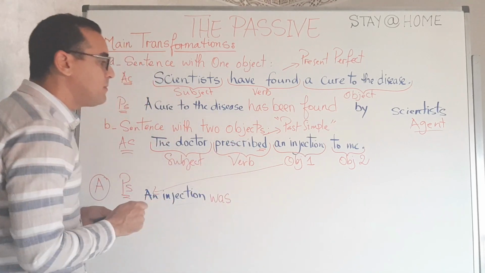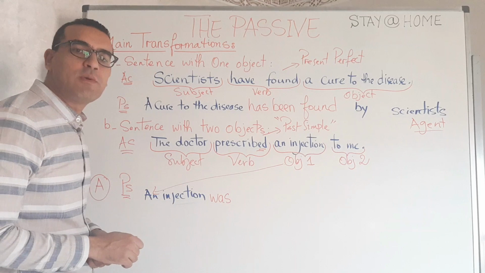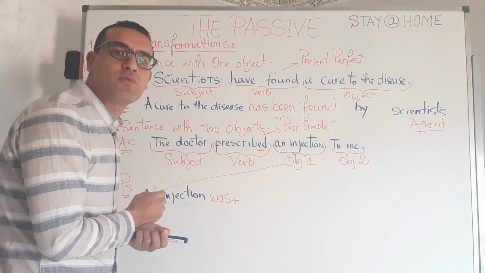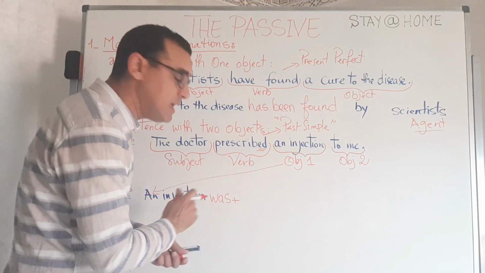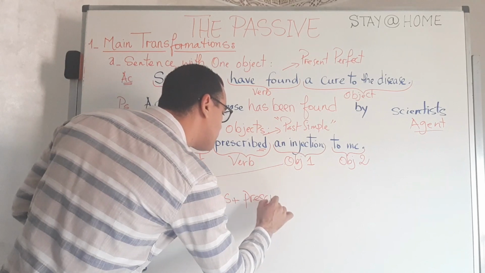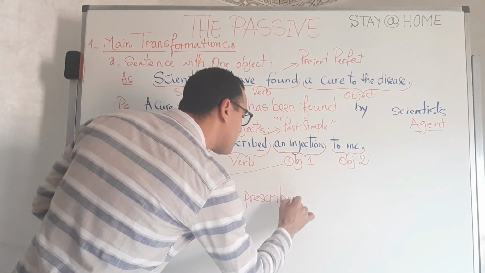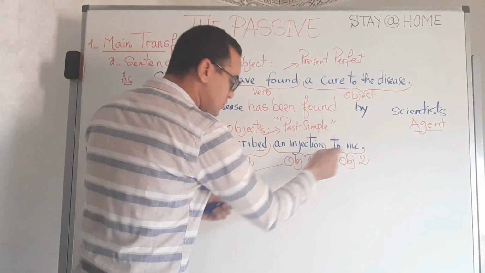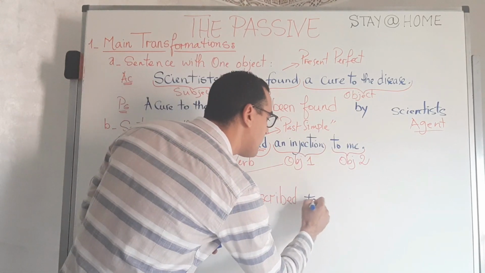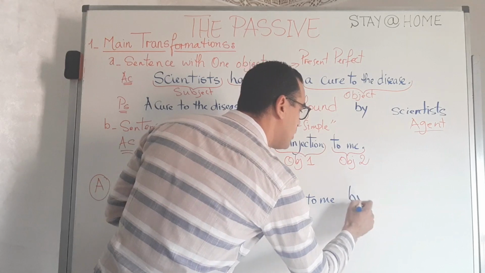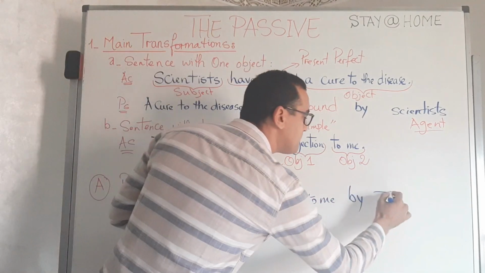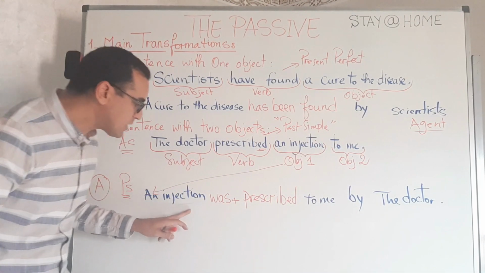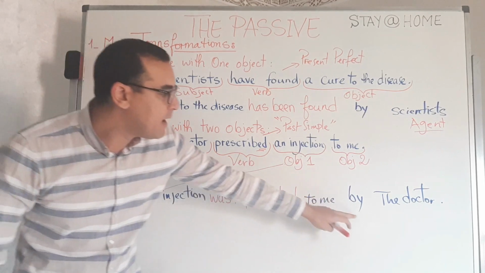We drop the active verb into the position of the passive verb. So an injection was plus what? The past participle of the verb prescribed. Because it is regular, it ends with ed, so we use it in the same form. Prescribed. Was prescribed to whom? To me. By whom? By the doctor. So an injection was prescribed to me by the doctor.